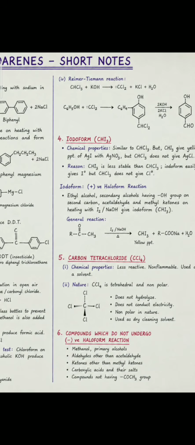Next one is iodoform. Chemical properties are similar to chloroform, but CHI3 gives a yellow ppt of AgI with AgNO3, but CHCl3 does not give AgCl. Reason: CHI3 is less stable than CHCl3. Iodoform easily gives iodine, but CHCl3 does not give chlorine.